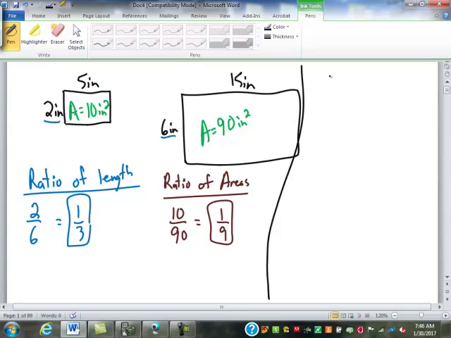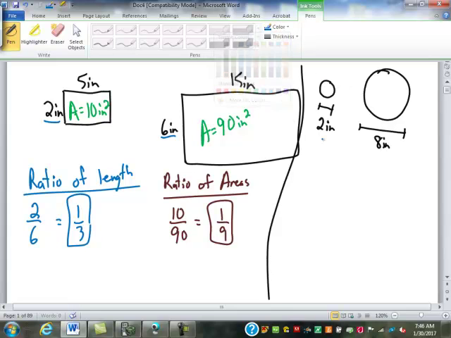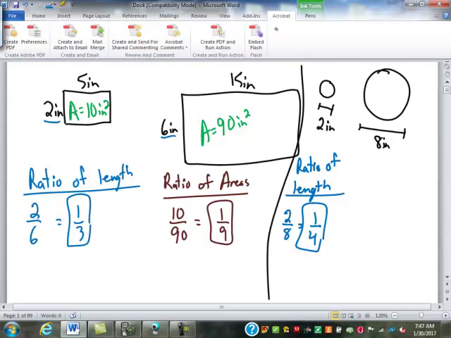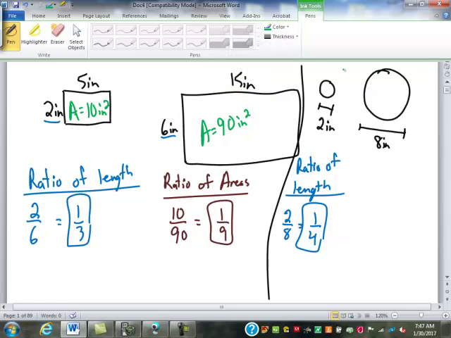Now we're going to keep an eye on that. And we're going to look at circles. This circle has a diameter of 2 inches. This circle has a diameter of 8 inches. What's my ratio of lengths there? 2 to 8, which will reduce to a 1 to 4, right? What's the area of this one? Pi times what? 1 squared, so just pi.